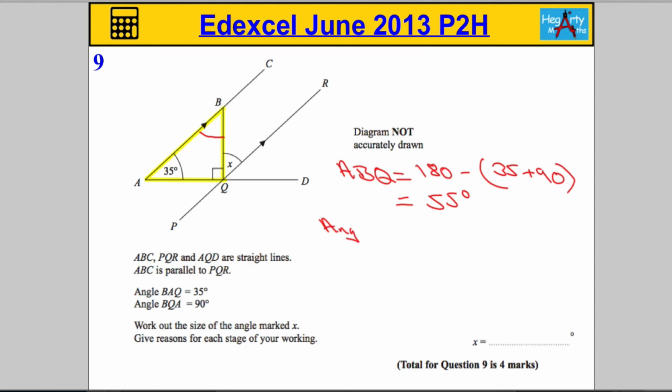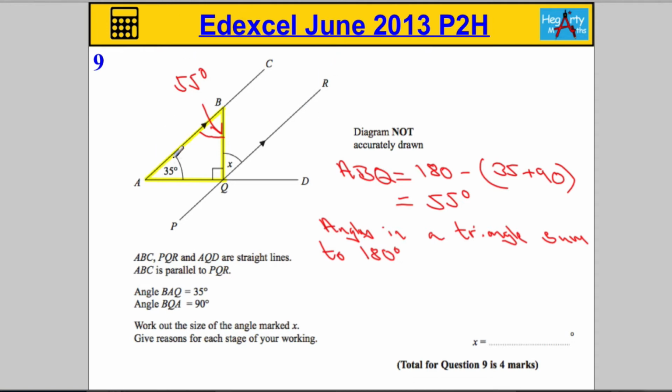Now let's write down the reason why we knew that. Was that angles in a triangle sum or add to 180 degrees. So that's okay there. I'm going to fill that information in on the diagram. So that's 55 degrees.